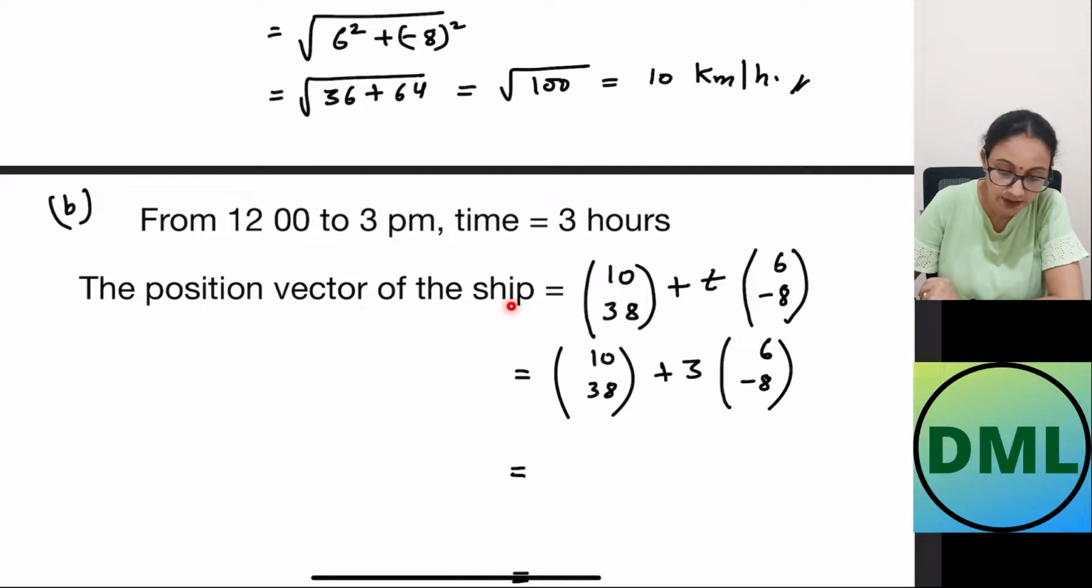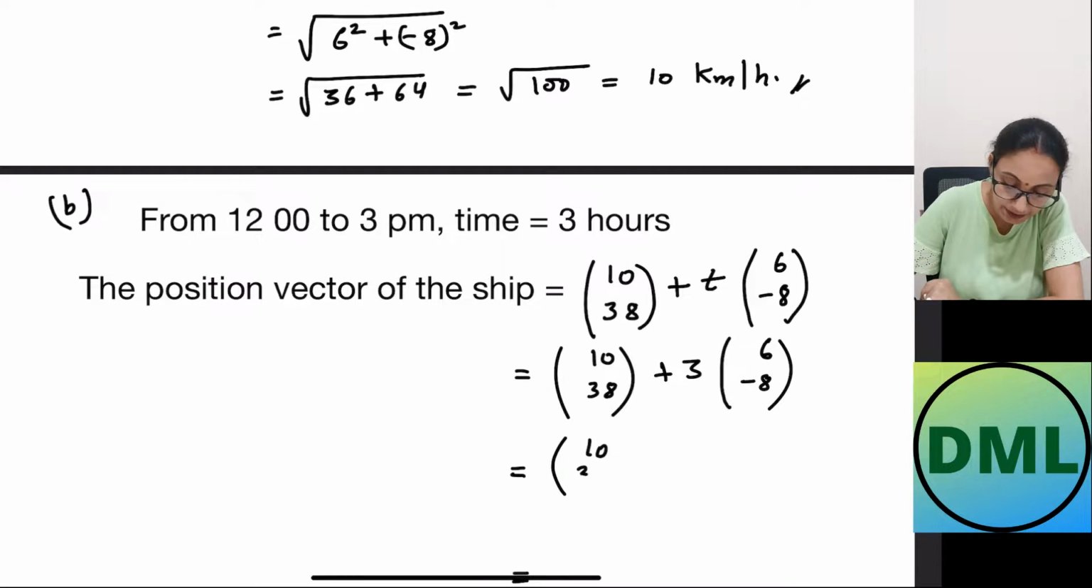So the position vector of the ship is the initial position, (10, 38), plus the velocity vector (6, -8), which should be multiplied with the time. The time is 3 hours. As you can see, I have substituted here. So now we have to solve it.